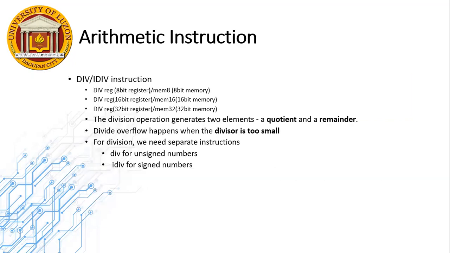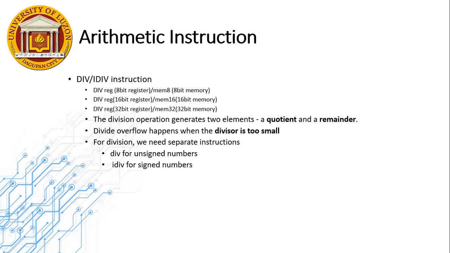So I'll be moving on to the division or integer division instruction. It's almost the same as multiplication. It performs the arithmetic instruction, and the operand could be in a register or the memory. It could be 16-bit, 32-bit, or 8-bit. The division operation generates two elements, the quotient and the remainder, same as in algebra or in our mathematics. But another thing to remember here is that in division an overflow can happen. The overflow occurs when the divisor is too small. I'll show you an example later on for this.